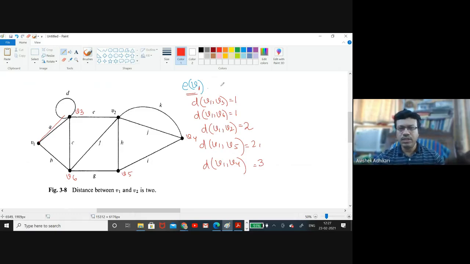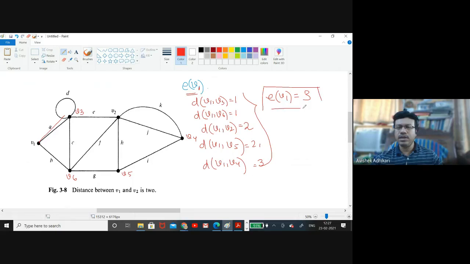So what is then the eccentricity of V1? Can anybody tell me what would be the eccentricity for V1? 3, sir. Is 3, because this is the maximum of all this: 1, 2, 2, 1, 1, 2, 2, 3. So here the eccentricity is 3, right? Okay. Now, to find the center of this graph, can anybody quickly tell me what could be the center of this graph?